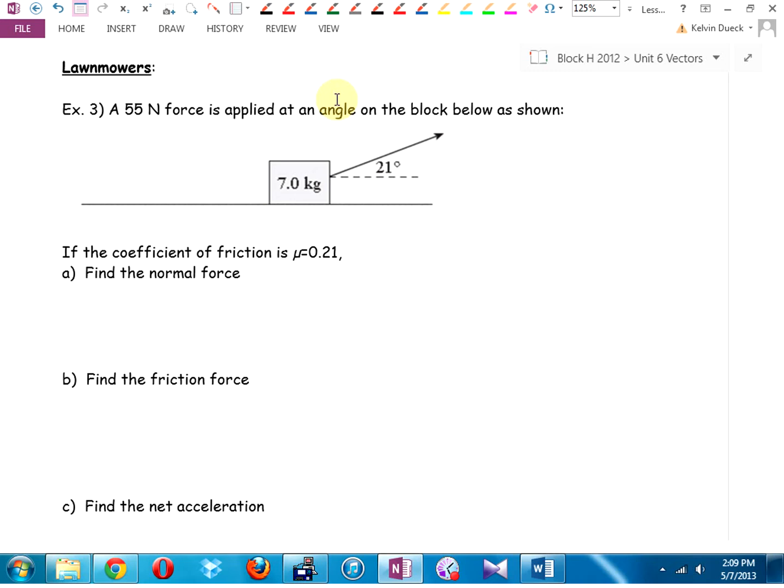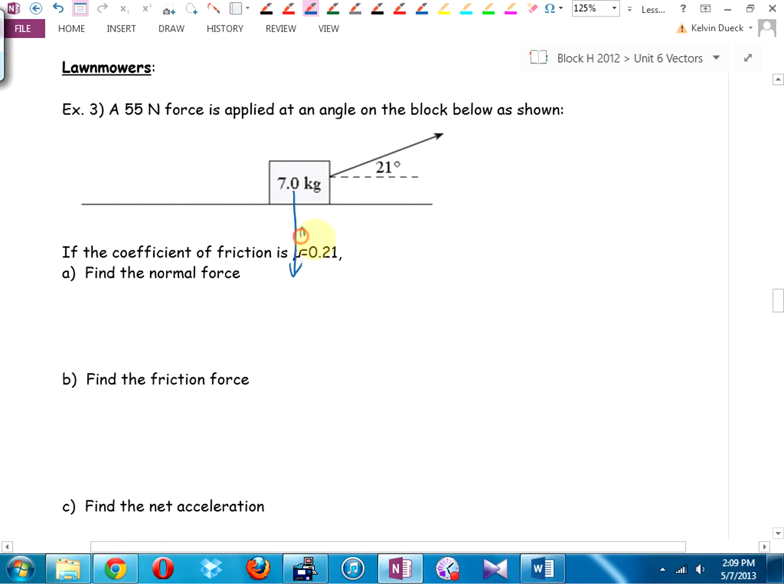So it says this: a 55 Newton force is applied at an angle on the block below as shown. If the coefficient of friction is 0.21, and then it wants me to find a bunch of stuff. This is a force question. How am I going to start out? What's the first thing I'm going to do? Free body diagram. Let's label our forces. Get the obvious one.